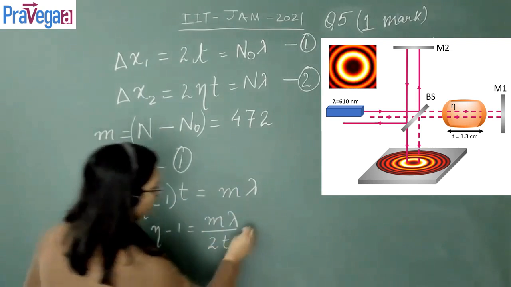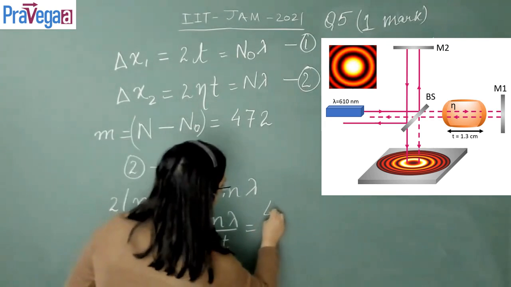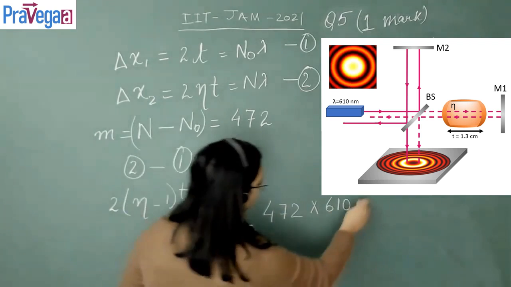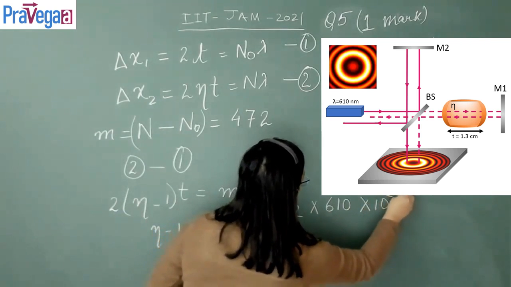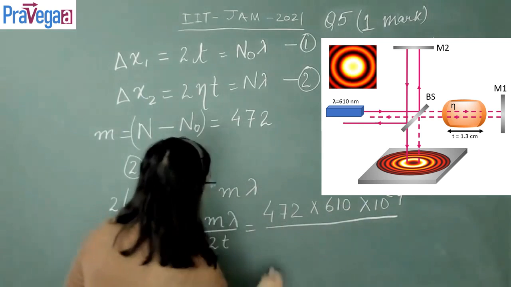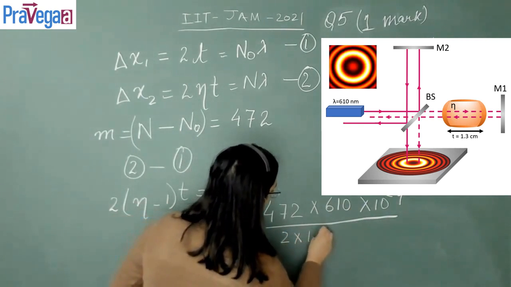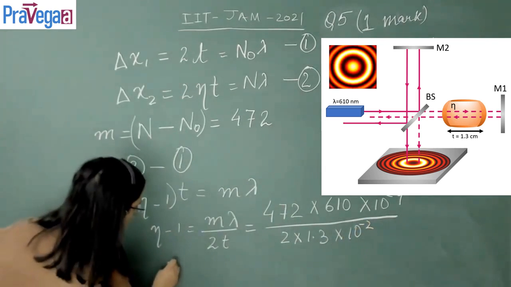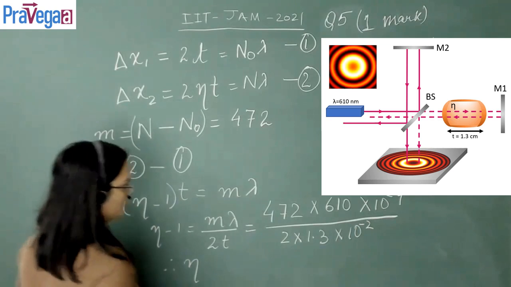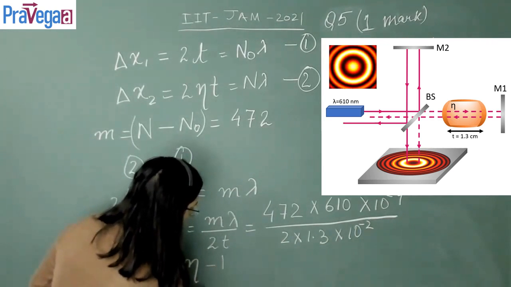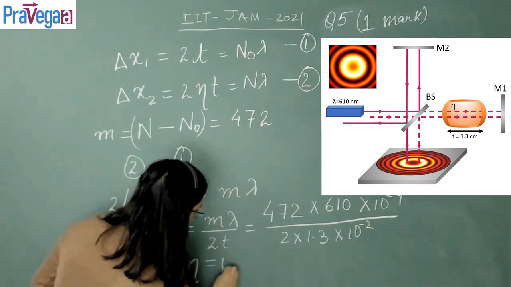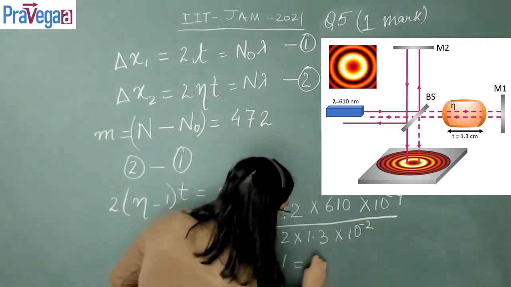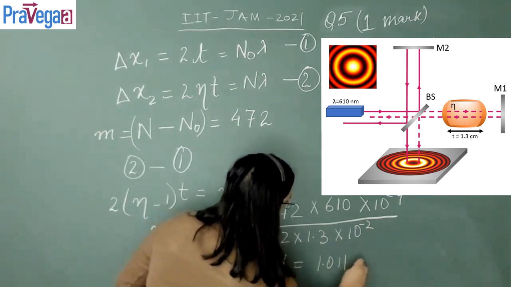upon 2t, which is nothing but 472 into 610 into 10 to the power minus 9 divided by 2 into 1.3 into 10 to the power minus 2. So therefore our eta minus 1 is 0.011, so eta is 0.011 plus 1, which is equal to 1.011.